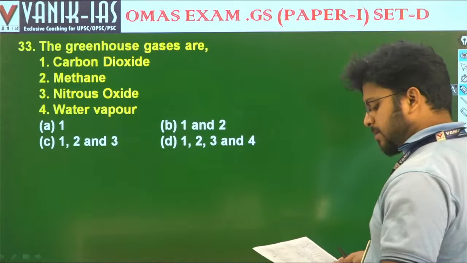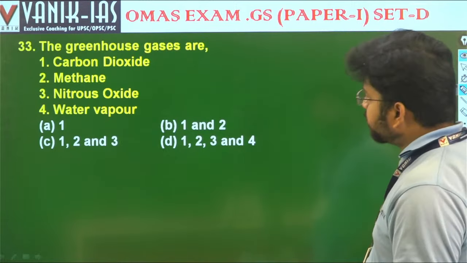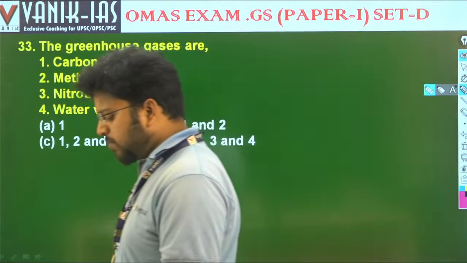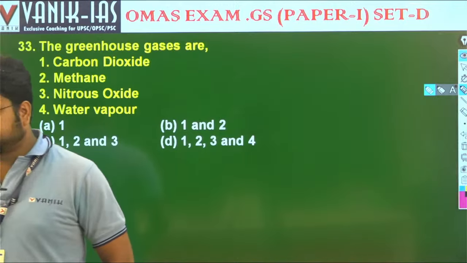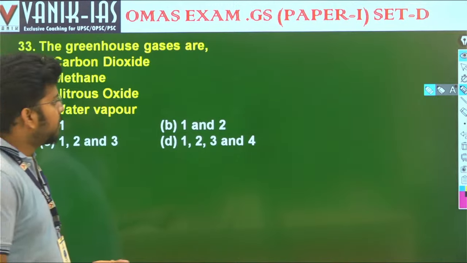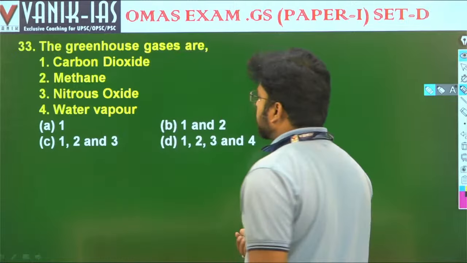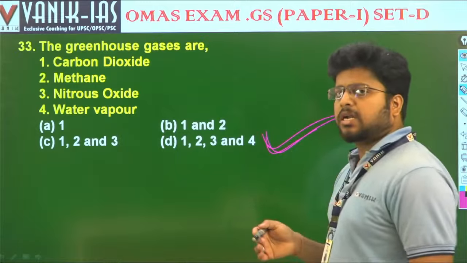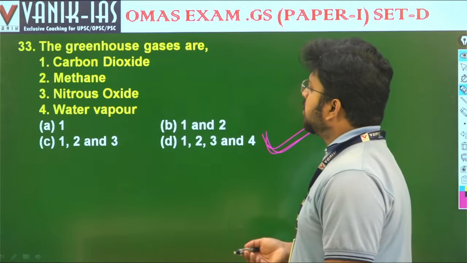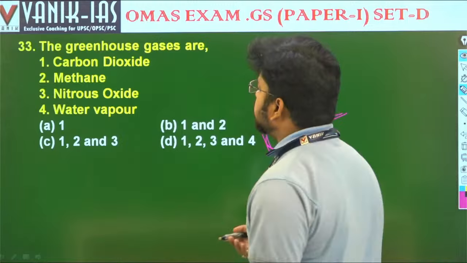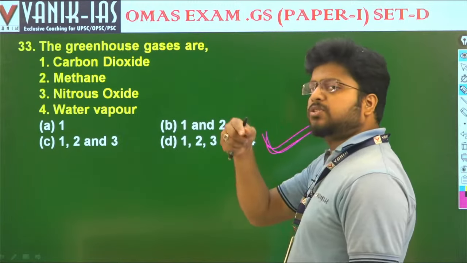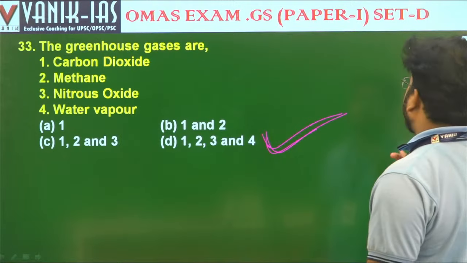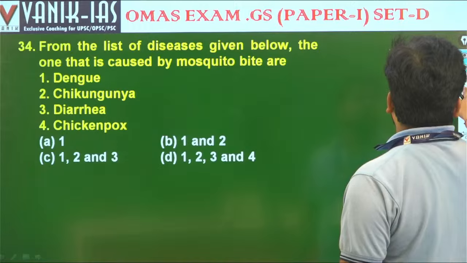Then, the greenhouse gases are carbon dioxide, methane, nitrous oxide and water vapor. What are the greenhouse gases? You may doubt water vapor, but it is the most significant greenhouse gas, though it is essential as well. That's why we are not usually considering it, meaning we cannot decrease it. So 1, 2, 3, 4 all are right greenhouse gases. Direct question from Shankar's book.